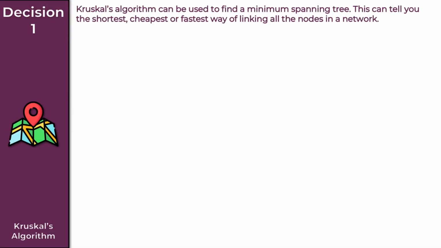In this video here, we're going to take a look at Kruskal's algorithm. Now, Kruskal's algorithm can be used to find a minimum spanning tree, and this can tell you the shortest, cheapest, or fastest way of linking all the nodes in a network.